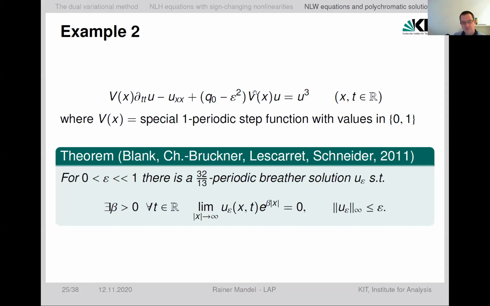What is more interesting for me is a result by Plum, Kohler, Bruckner, Lescarret, and Schneider from 2011. They used a very special periodic step function V. They considered this wave equation again in dimension 1+1, and they proved that there is a breather solution which has this strange period, which is strongly localized in space, and is small. So there can be breather solutions of that kind.